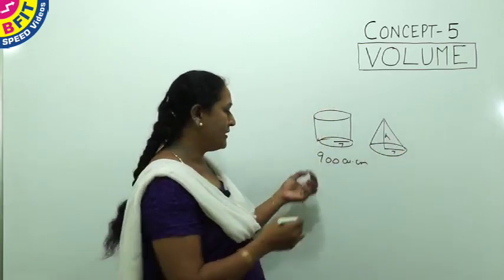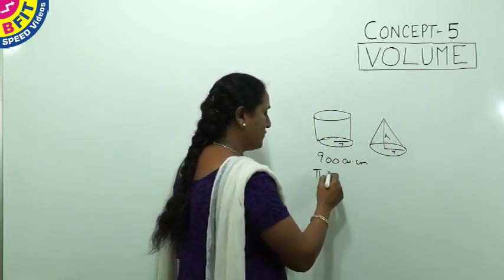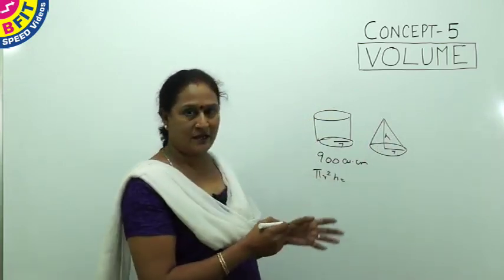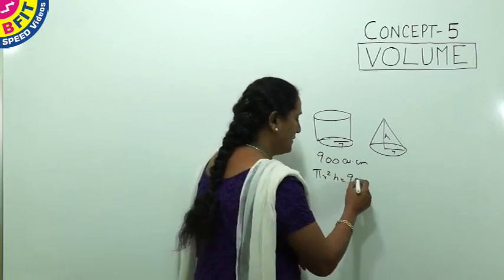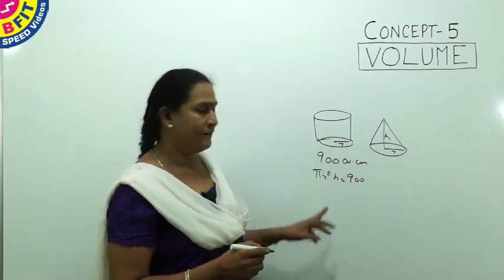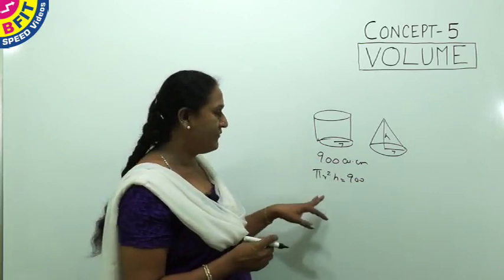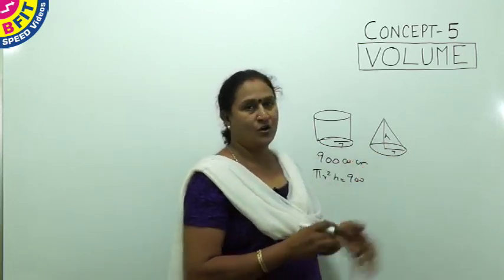So what is the volume of a cylinder? It is pi r square h. So equating this to 900 and substituting for r, we can find this height. So after finding this height, we can find the volume of the cone.